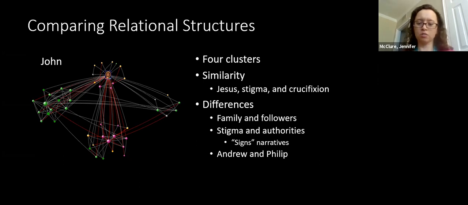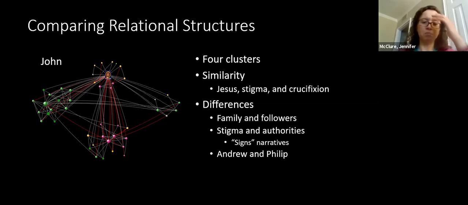And there are other situations in which there are relationships depicted between Jesus's family members and his disciples that are not mentioned in the Synoptic Gospels. And so because of that, the family and followers are largely in the same cluster.